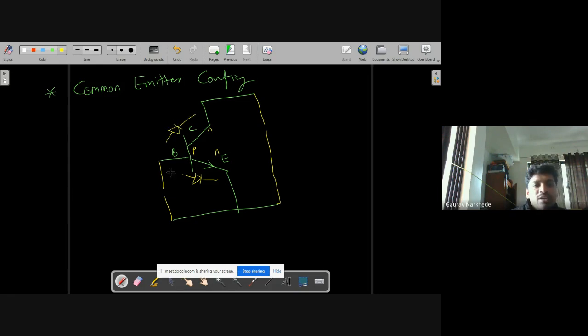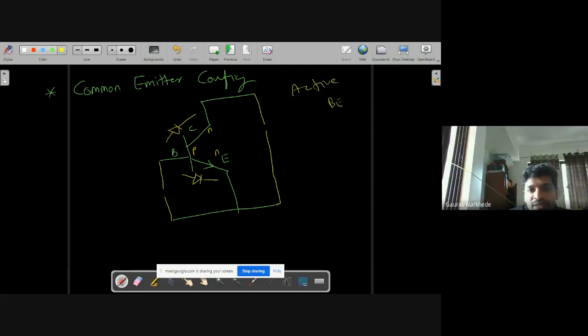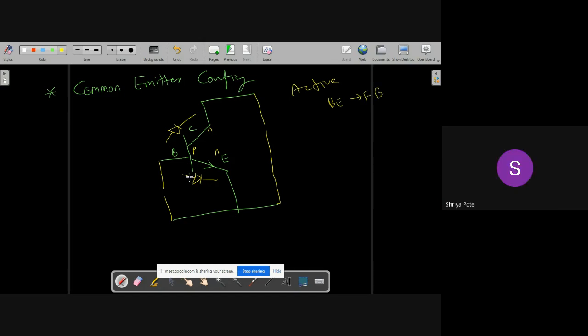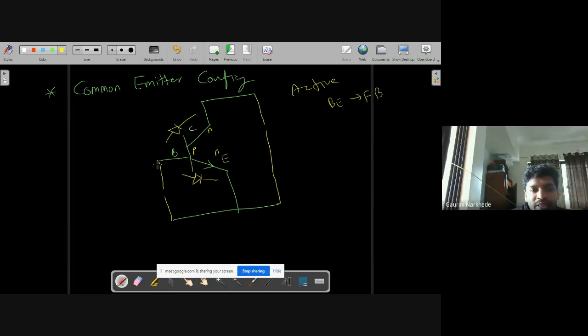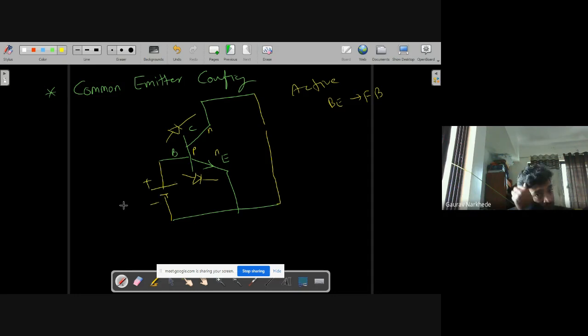Now very carefully, base emitter should be in forward or reverse? Forward. In active region, base emitter is in forward bias. This is P, so the anode is connected to the positive terminal. So this is positive, negative, right? Let us call this battery VBB. Now this is a diode, right?